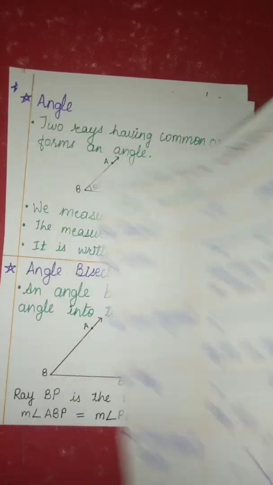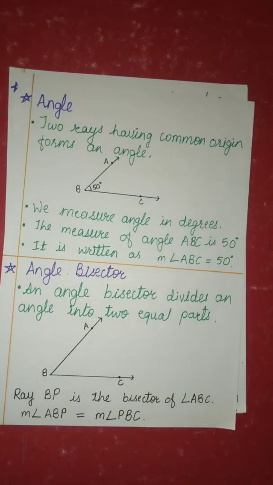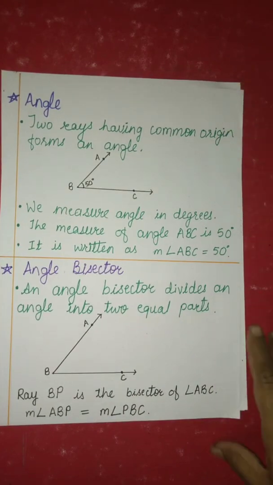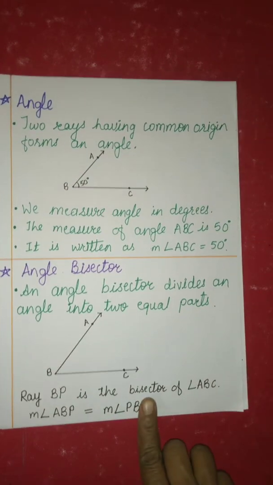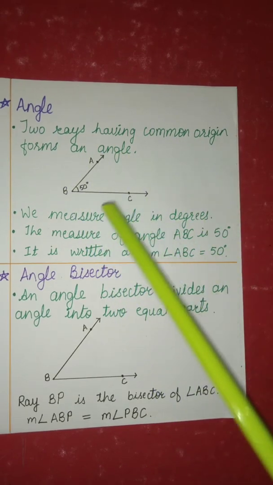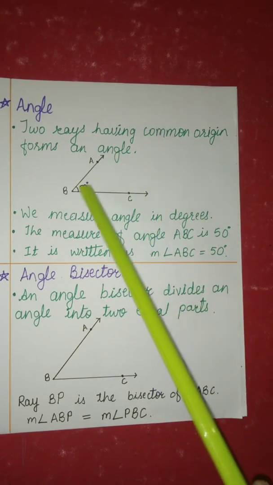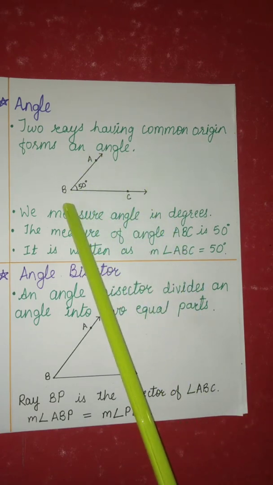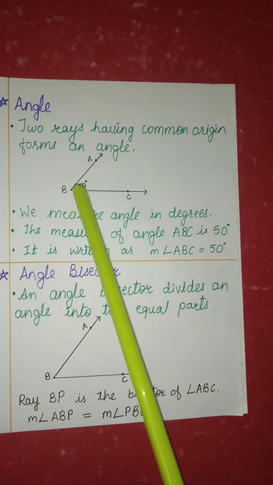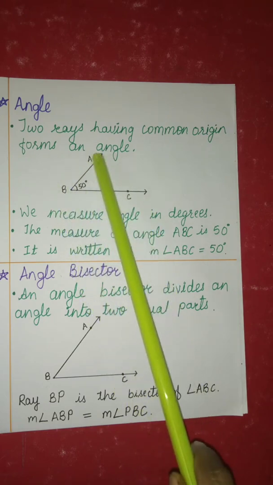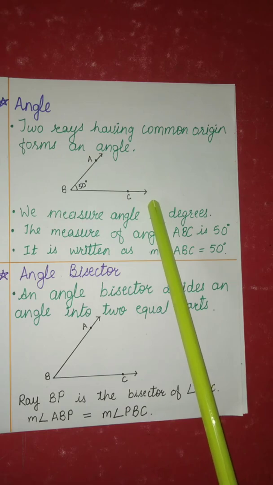Then we will see angle. When two rays have a common origin, they form an angle. Ray BA and ray BC both have common origin B. Therefore, ray BA and ray BC form an angle ABC.